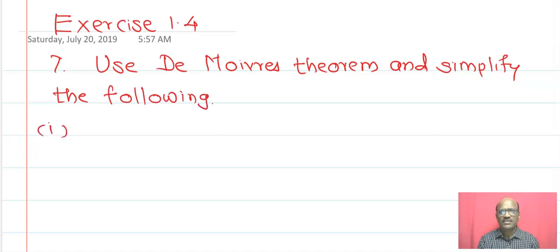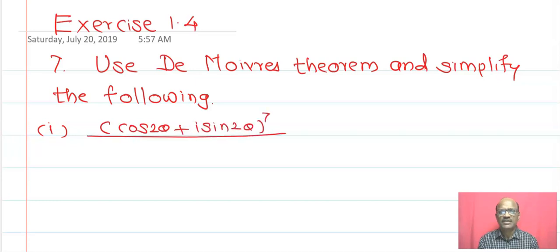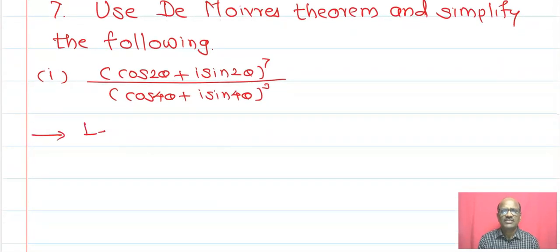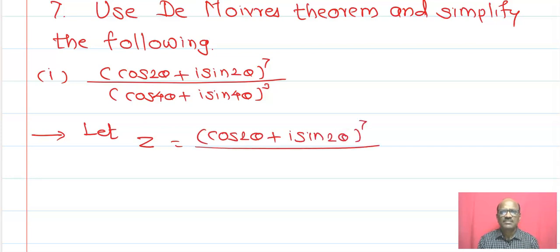The following: (cos 2θ + i sin 2θ) raised to 7 upon (cos 4θ + i sin 4θ) raised to 3. Now it is written as e raised to 2iθ, that is z = cos 2θ + i sin 2θ, bracket raised to 7.